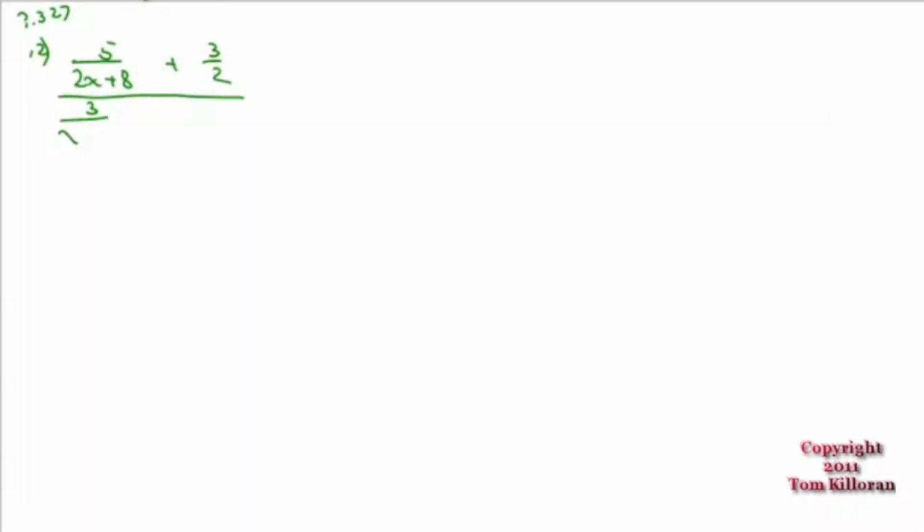5 over 2x plus 8 plus 3 halves all over 3 over x squared minus 16 plus 1 over x plus 4.